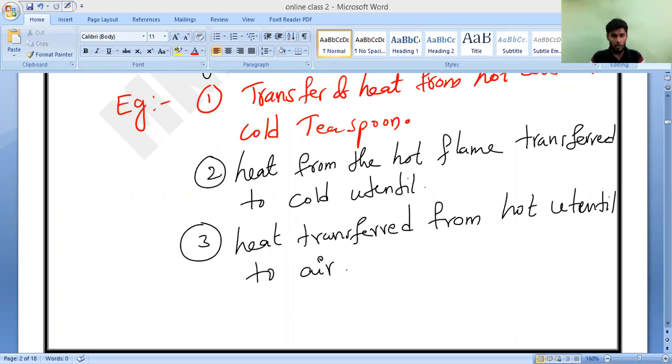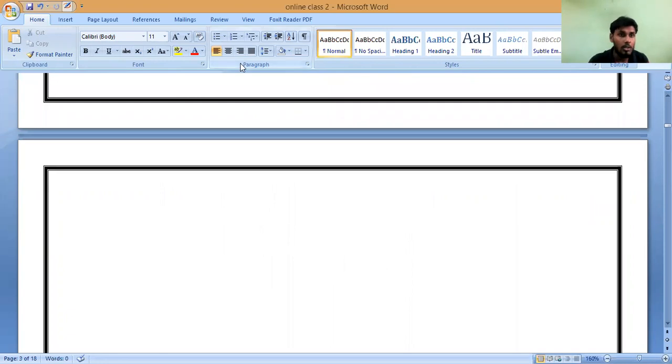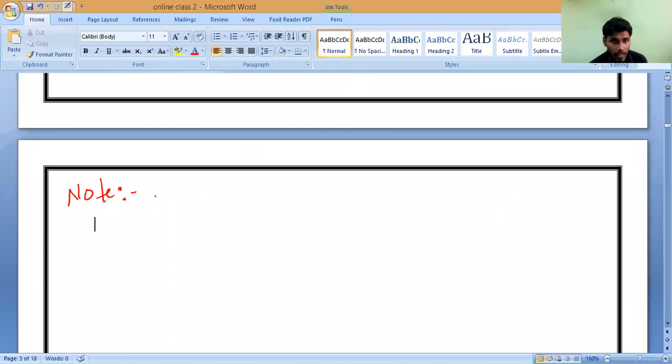Now you tell me, suppose I keep two objects. Also you have to remember, always heat will transfer from which body to which body, cold body to hot body or hot body to cold body? Hot body to cold body, sir. That is the most important. Heat flows from a hot object to a cold object. Always note this down.